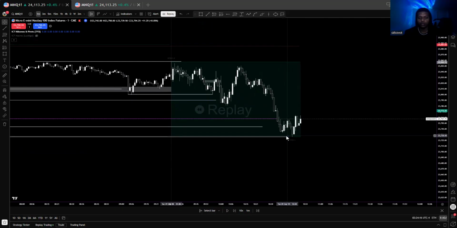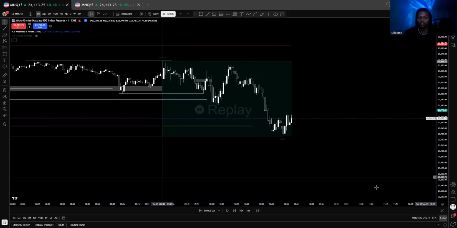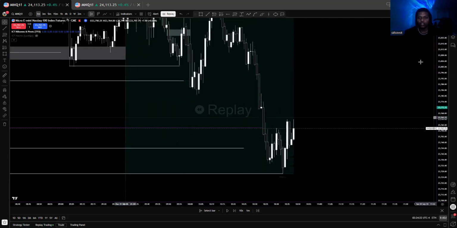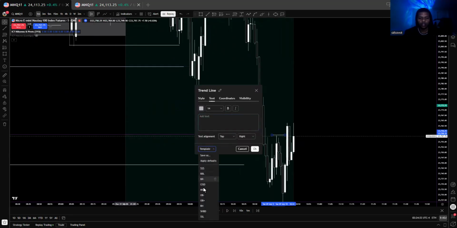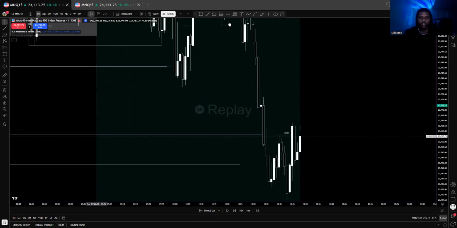Sweep. That's not a sweep. That's actually equal lows. So now all you need is a shift of structure. There you go. You got the shift of structure. Change in state of delivery. That is my change in state of delivery. If I invert this fair value gap, I'm going full port on this trade.